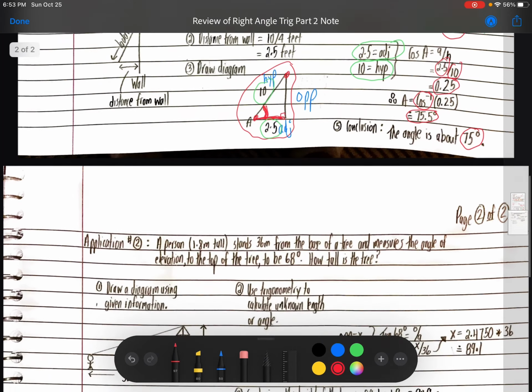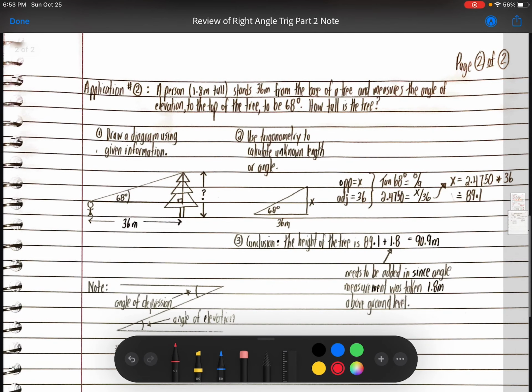Alright? Alright, next question that we're going to do here, and the final question for this video, is application number 2. A person 1.8 meters tall stands 36 meters from the base of a tree and measures the angle of elevation to the top of the tree to be 68 degrees. How tall is the tree? So here's my diagram. Excuse my poor drawing for a tree.